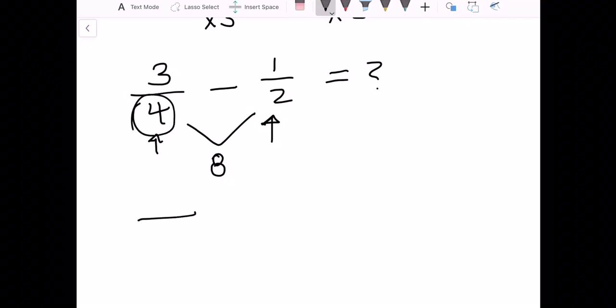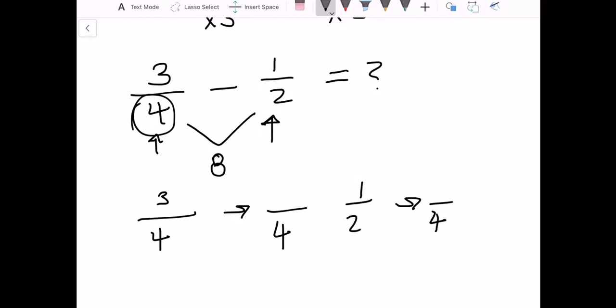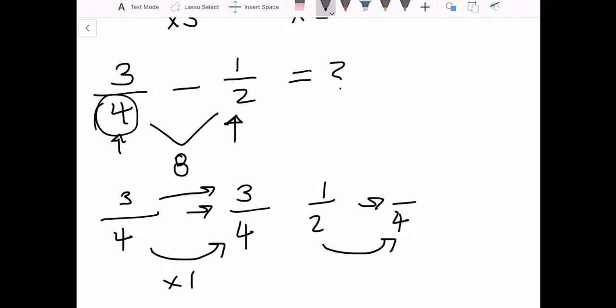So we take the fractions again, 3/4 to something over 4, and then 1/2 to something over 4. Now, what you can see here is from 4 to 4, you just multiply by 1. So this will stay the same, and so will the numerator. It'll just be 3. Over here, you can see that you had to multiply by 2. You multiply the numerator by 2, which will be 2. And then you just set up the problem again: 3 over 4 minus 2 over 4. And you get 1/4 as your answer.